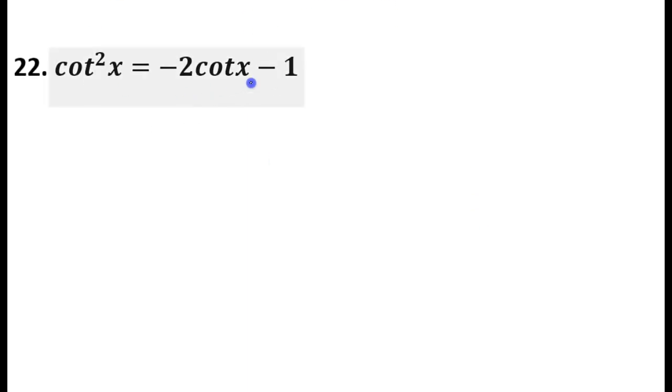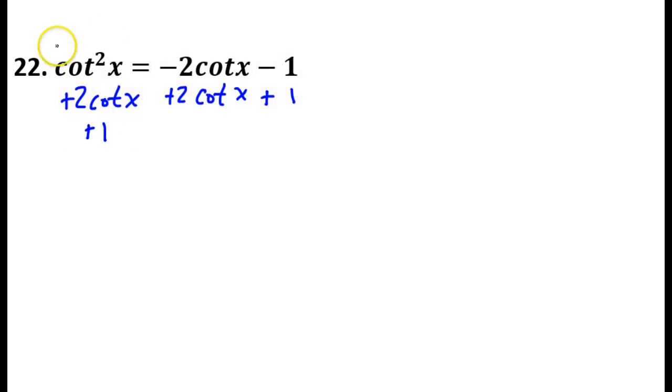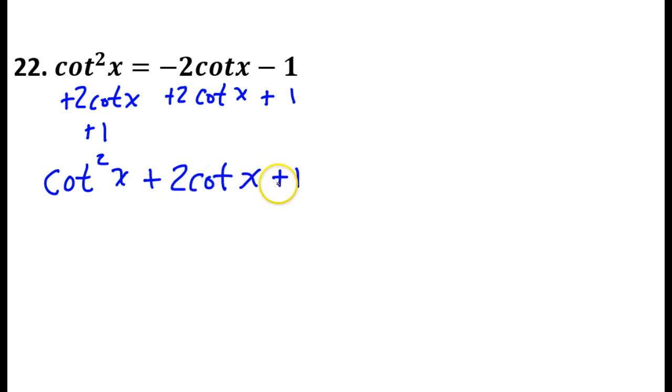Okay, for a factoring problem, we really need to get 0 on one side. So I am going to add 2 cotangent x to both sides. And I'm going to add 1 to both sides. All right, none of these are like terms, so I'm just going to wind up putting them all next to each other. So I have cotangent squared x, just brought that down, plus 2 cotangent x, I'm just writing it side by side, and then plus 1. So I'm moving both of these over to the left and getting 0 on one side.